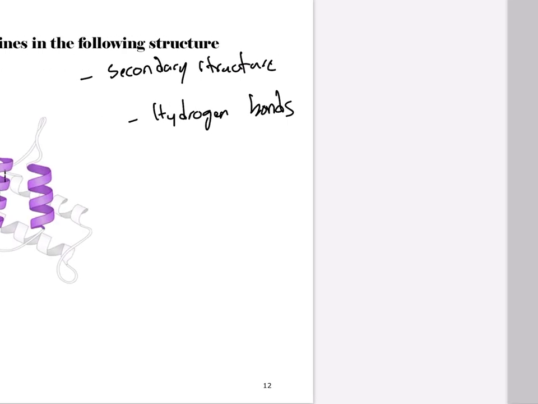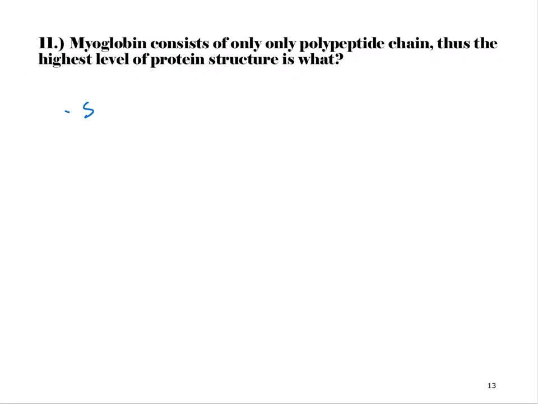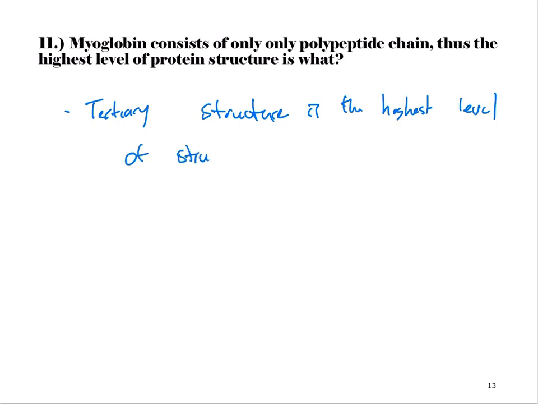So using that, pretending it's myoglobin, we show that secondary structure is, not secondary, tertiary. Tertiary structure is the highest level of structure within a single polypeptide chain.